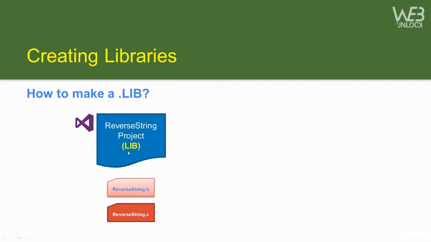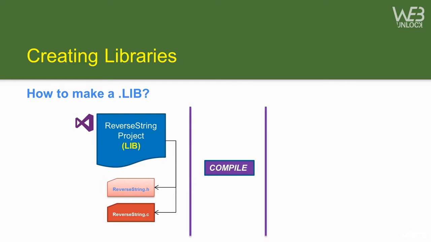There's an option that's called static library, LIB project. And then we simply include these files in that project. So this project will be compiled using the Visual Studio environment. We can compile this project and generate as output the reverse string, the same project name .lib, which is the binary format, the binary code of the source code we have here.